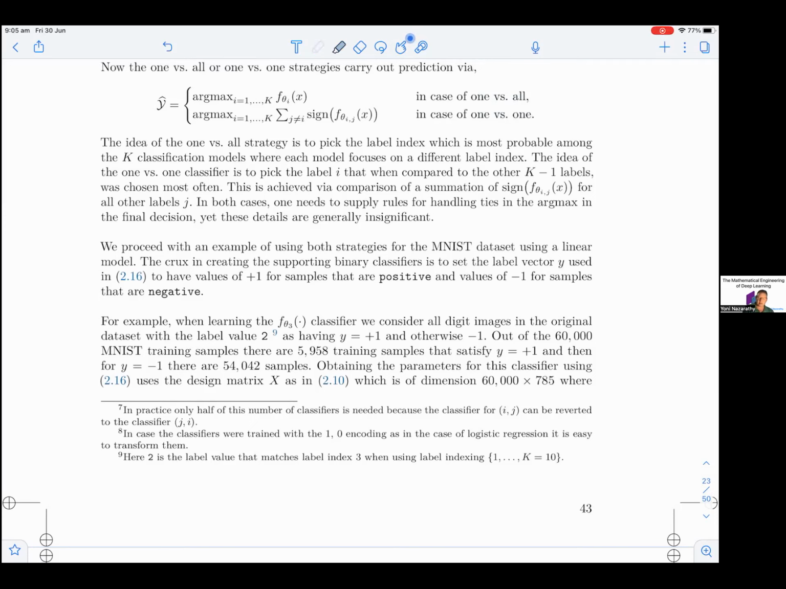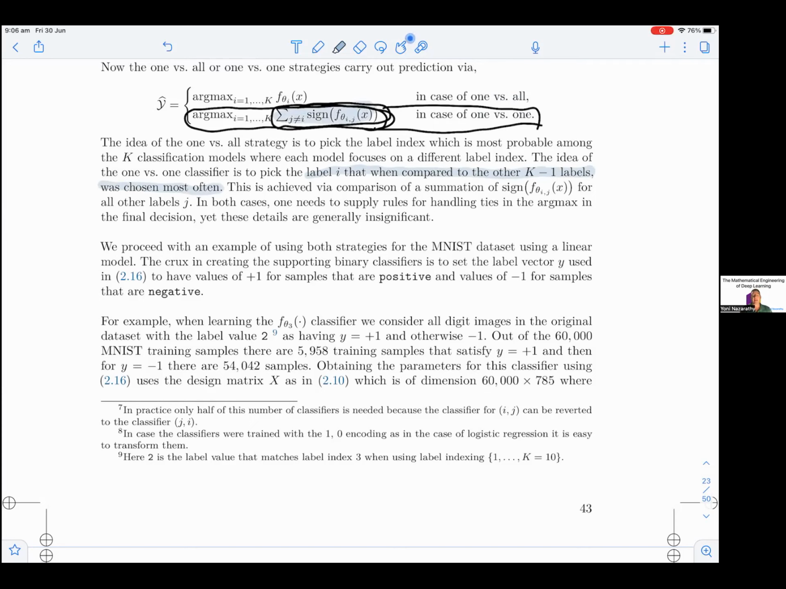So let's think a bit about the one versus one case. It's a bit involved, but it's nice. You have all these classifiers that classify between i and j, and for every i you count this. As we said here, we're picking the label i that, when compared to the other k minus 1 labels, was chosen most often, and that's obtained via this summation.